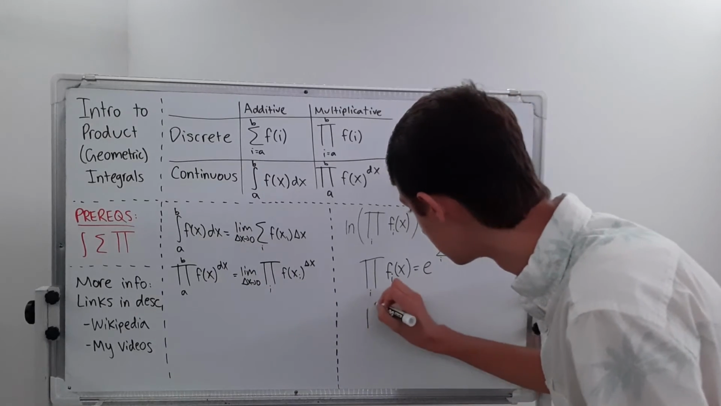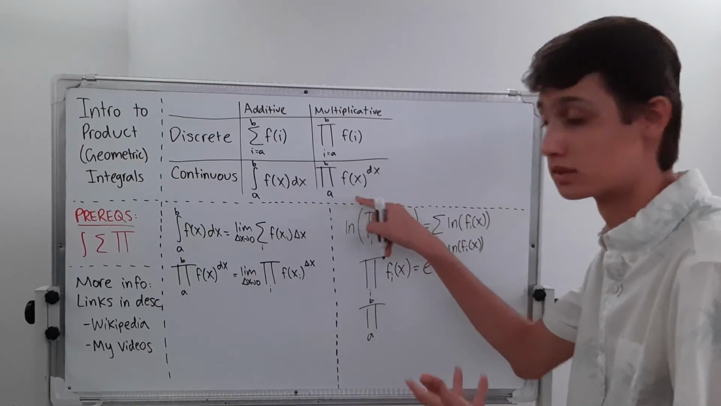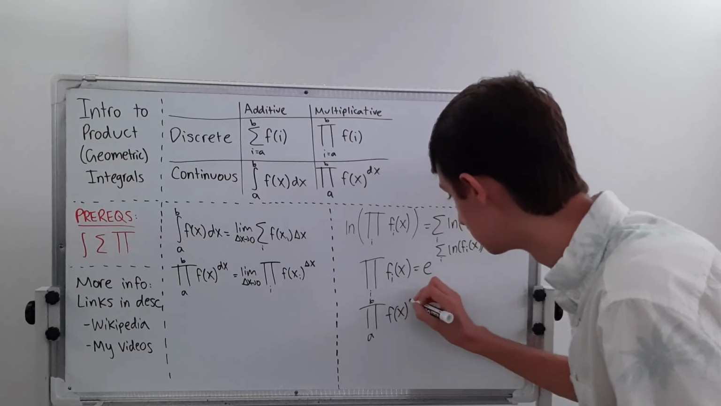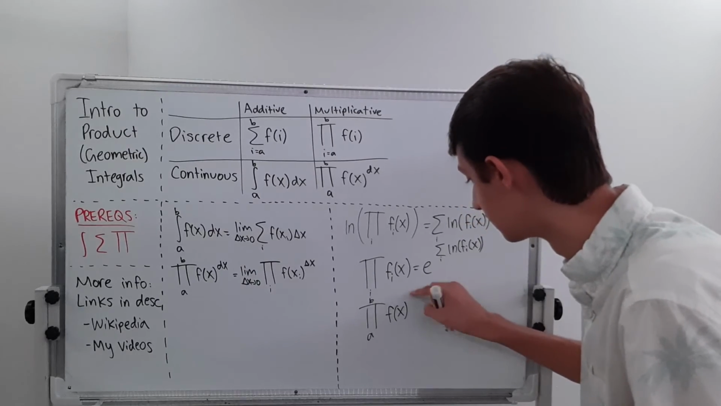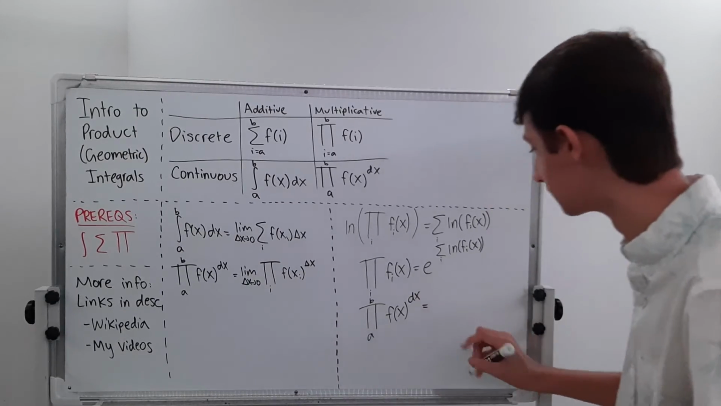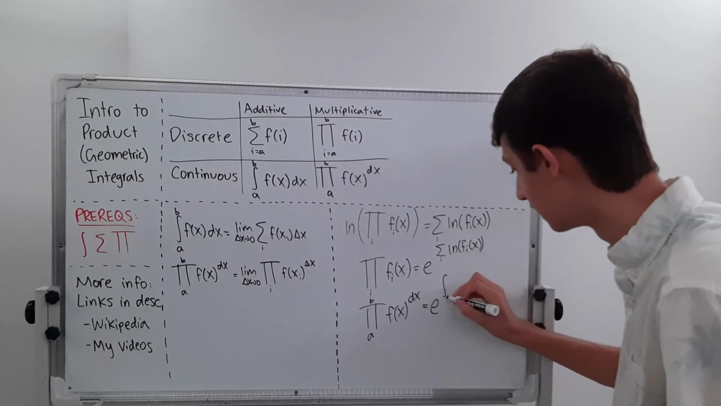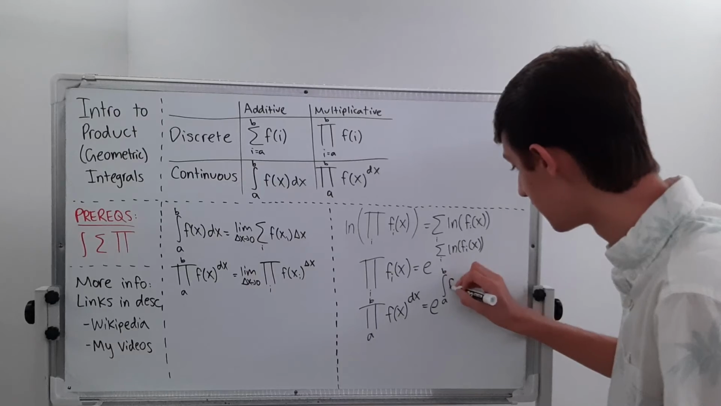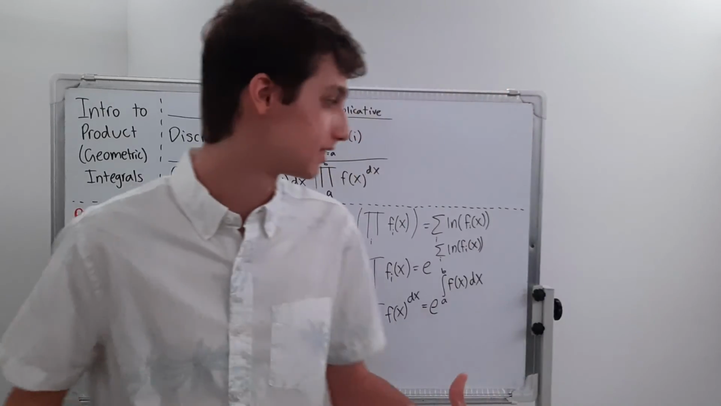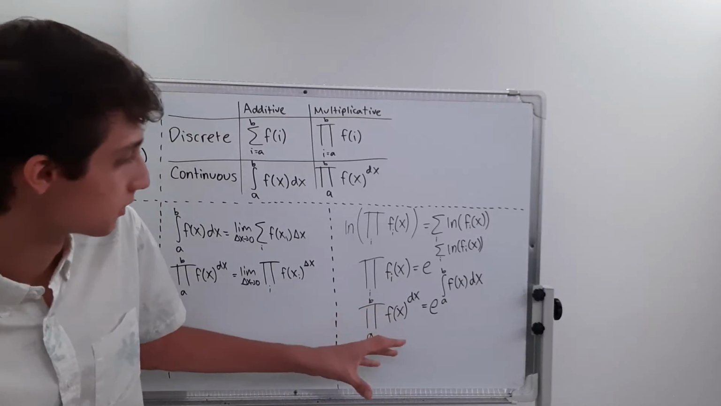So we're going to go the product from a to b of, basically we're just going to copy paste this, f of x to the dx. And it's kind of weird saying "to the dx", but yes, it is to the dx. This is simply equal to e to the sum, the integral from a to b of the natural log of f of x times dx. And now this is the fascinating connection between the sum and the product, just in terms of continuous functions.